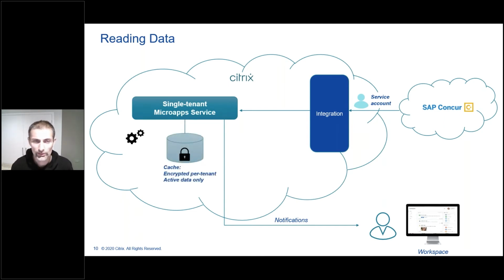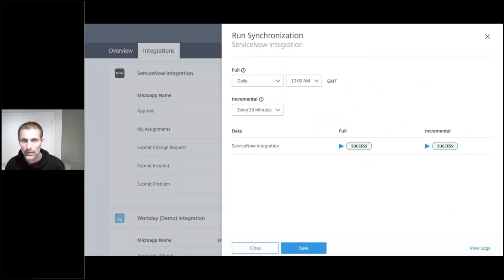That gets pulled through that integration into the Microapps service, and it gets stored in a per tenant, encrypted, obviously, cache that is unique to you. So it is a single tenant service and then a single tenant cache. And then, of course, the Microapps service then generates notifications and publishes the user.